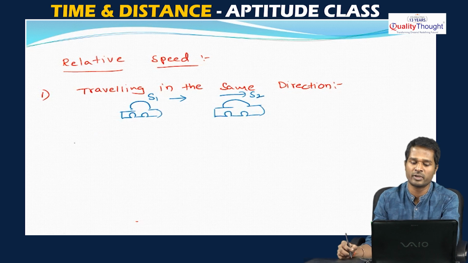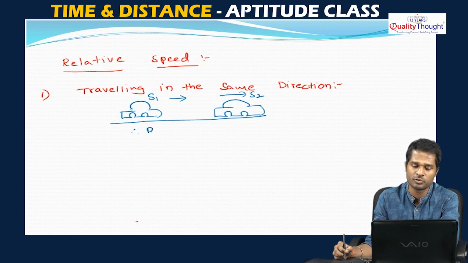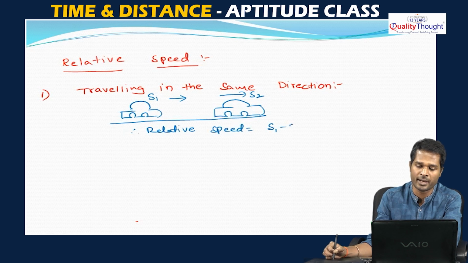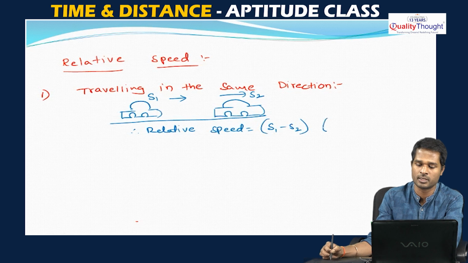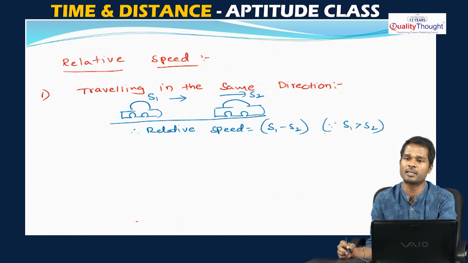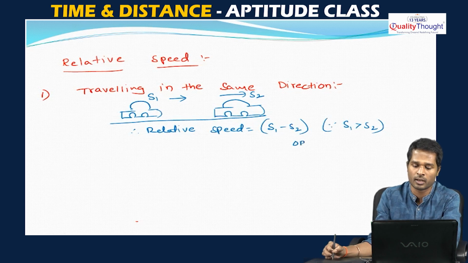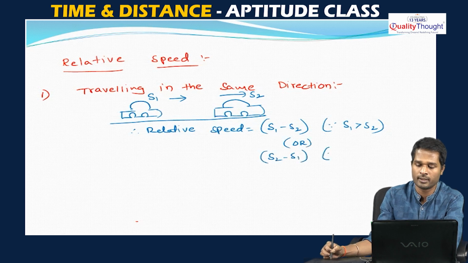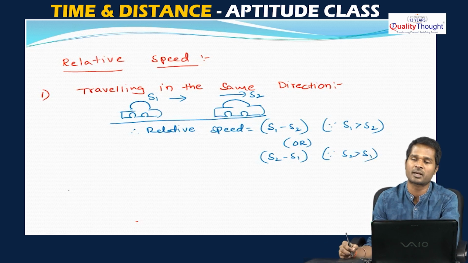When both the vehicles are moving in the same direction, then the relative speed will become s1 minus s2, provided s1 is greater than s2, or you can also write it as s2 minus s1 provided s2 is greater than s1. That means whatever the highest value, you subtract the lowest value from it. That will be the relative speed in this case.